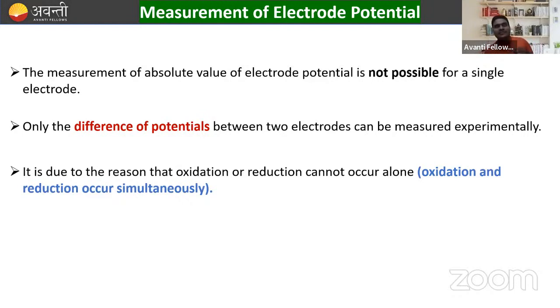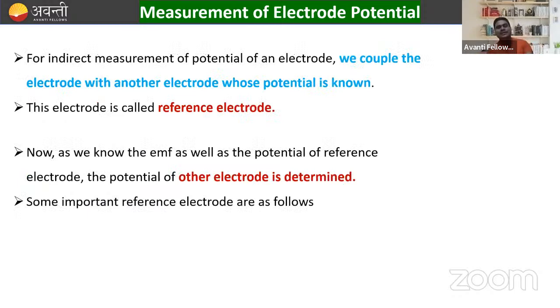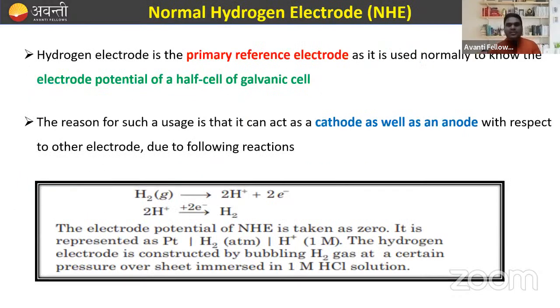For example, if I know the electrode potential of this pen, then with respect to this pen I can calculate the electrode potential of the other pen. So the absolute value is not possible, only the relative value can be found. This is because oxidation and reduction cannot occur alone; they always occur simultaneously. So let's see some reference electrodes that we are going to study.